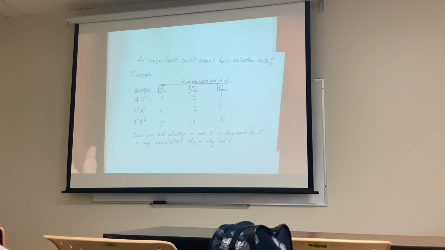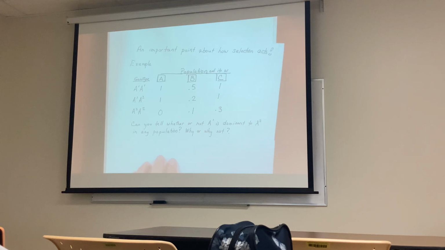Now, by looking at those values, can you tell whether or not, and you have to know genetics that we covered last semester, can you tell whether or not A1 is dominant to A2 in any of those populations? And if so, why? Or if not, why not? And then the answer to that question tells us that important point about how selection actually acts on populations. Give it a guess.